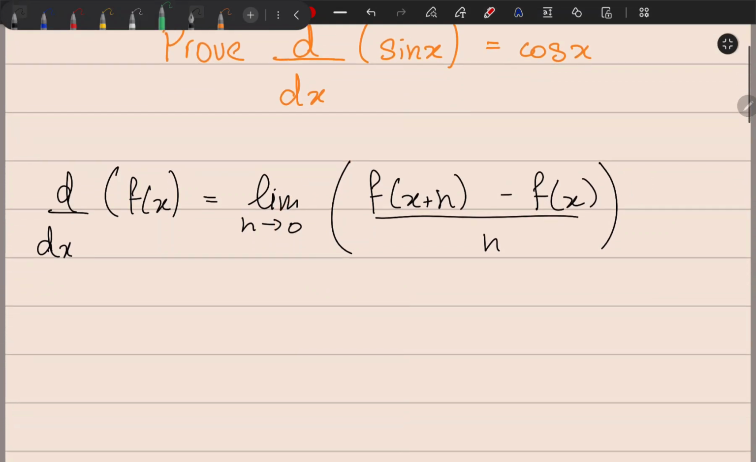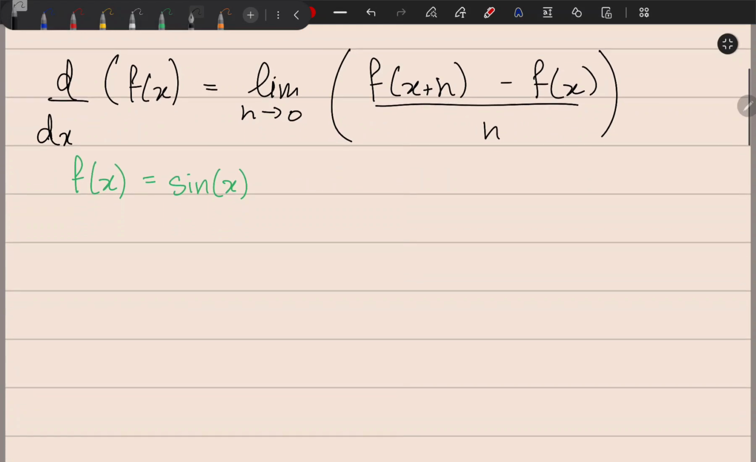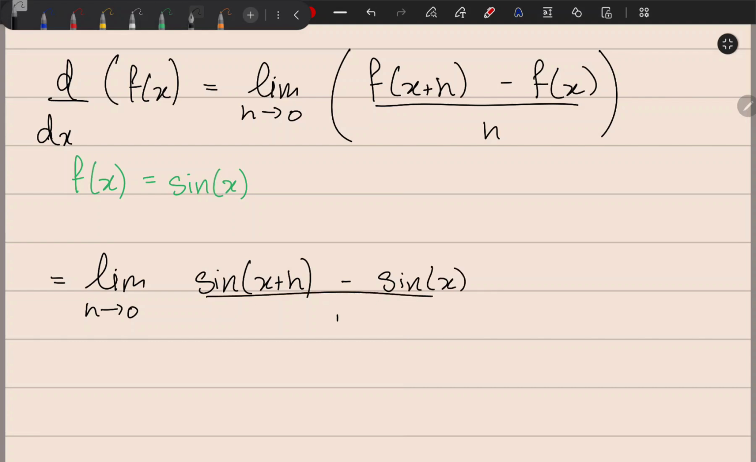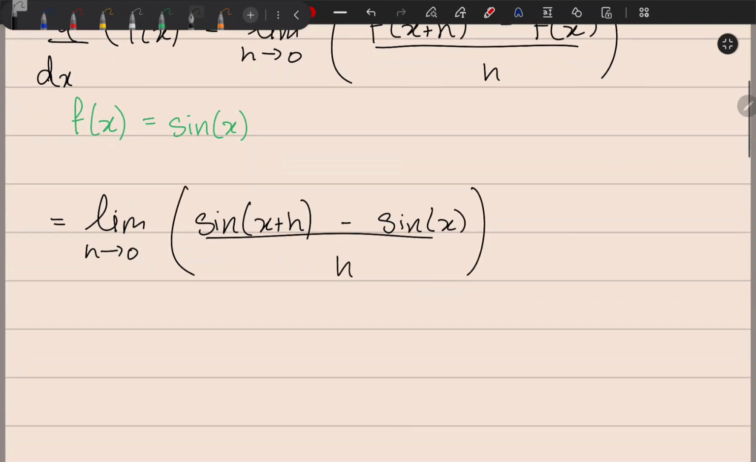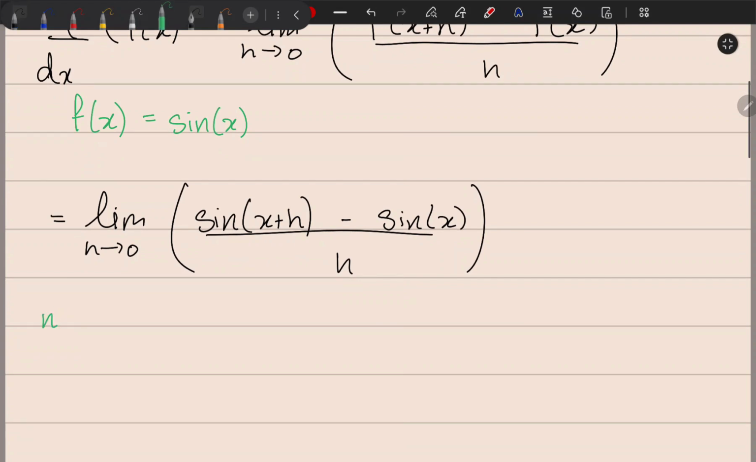Okay, so let's say that our f of x is equal to sine x. So we want to find the derivative of sine x. So we get the limit as h approaches 0 of f of x plus h. And remember, f of x is sine x. So we have sine of x plus h minus sine x upon h, right?